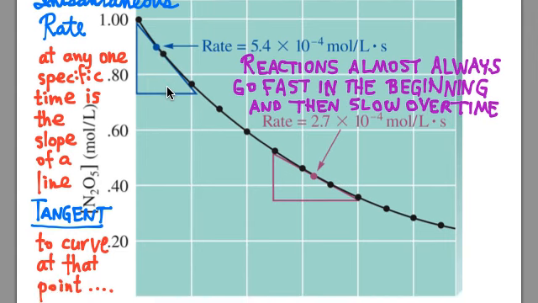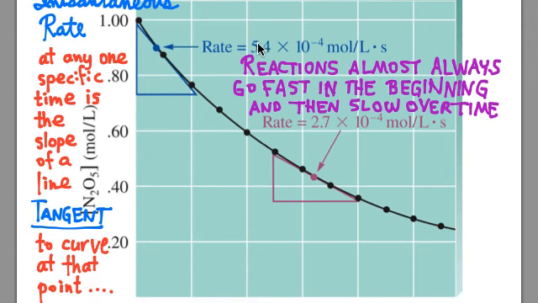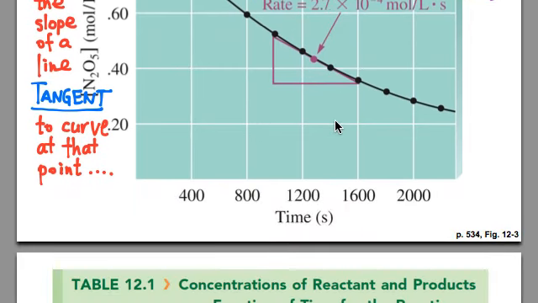But in any case, they gave us some actual numbers, 5.4 molarity per second, or actually 0.54 millimolar per second, and down here it's only 0.27. So this one's half as fast down here as it is up here. Interesting. Reactions almost always go fast in the beginning, and they slow down over time.